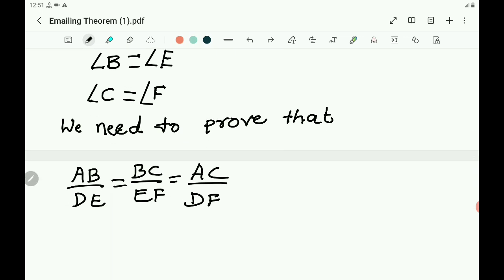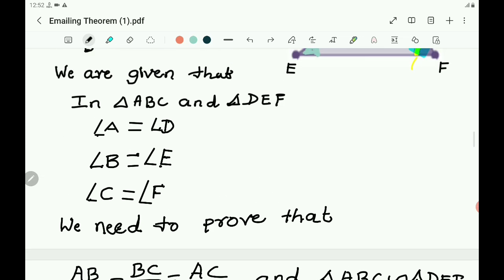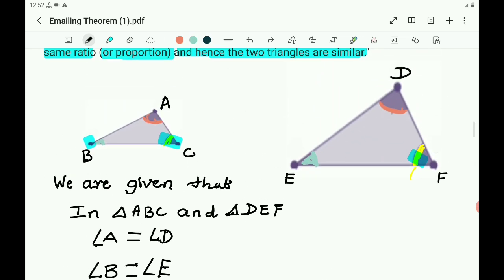And you write, triangle ABC is similar to triangle DEF. These two things we have to prove: sides are proportional and they are similar. And for this we need some extra construction. This theorem is to be proved with the help of the Thales theorem and its corollary.